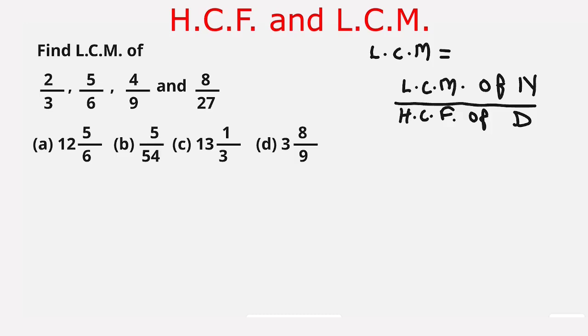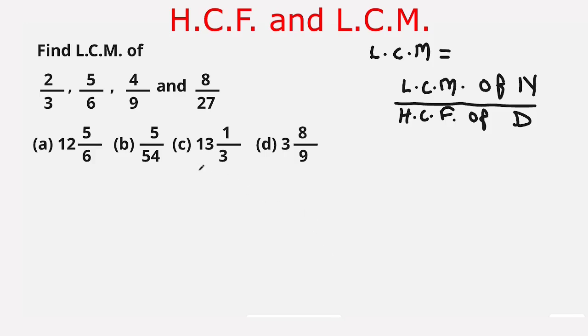If we know this formula, then the denominator of the formula is H.C.F of denominator. Now the denominator numbers are 3, 6, 9 and 27. And 3 is the smallest number, and all other numbers 6, 9, 27 are multiples of 3. Therefore, HCF of these numbers 3, 6, 9 and 27 is 3. And in the options, only option C has denominator 3. Therefore, option C must be our answer.